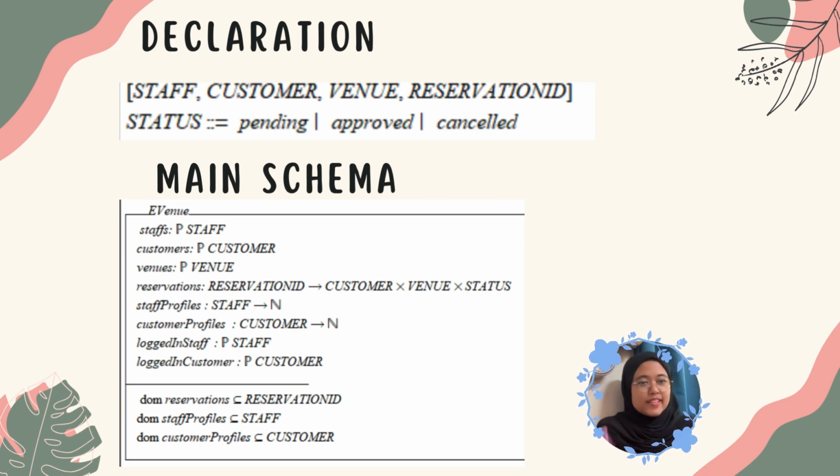Once the basic terms are declared, we describe the state of the system through the main schema called eVenue. This is like a snapshot of what exists in the system at any moment. It includes the list of all staff, customers and venues, and a record of all reservations that have been made. We also store each user's profile information and track who is currently logged in. By clearly organizing this structure, we make sure the system always knows who is using it and what data belongs to whom.